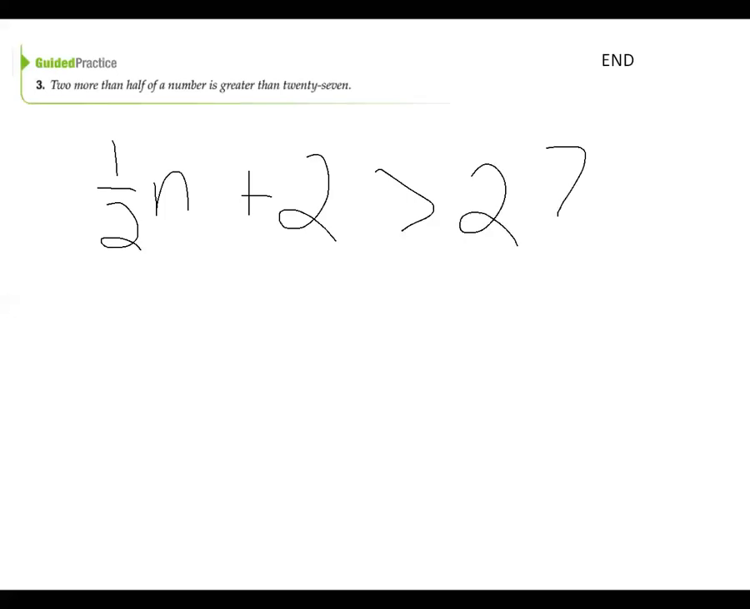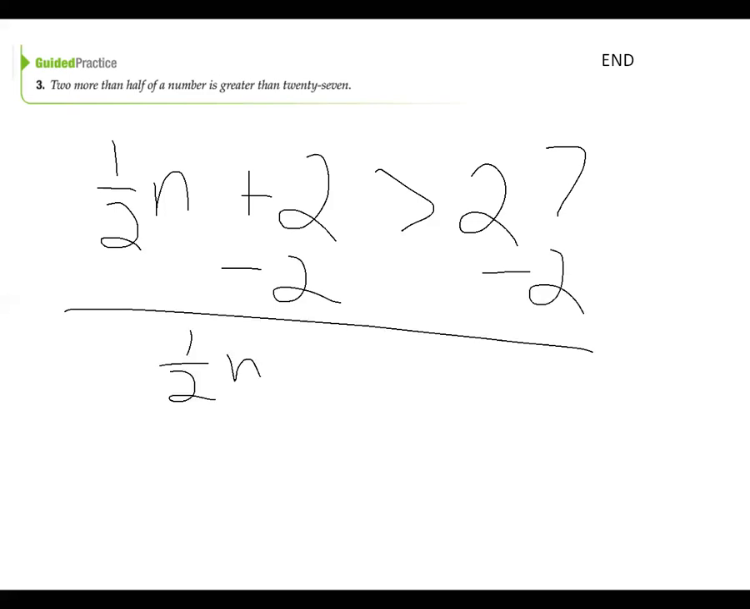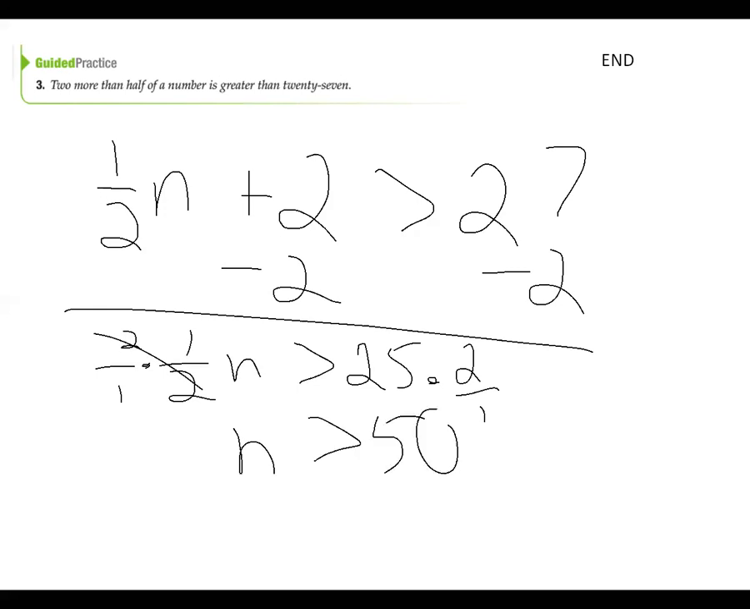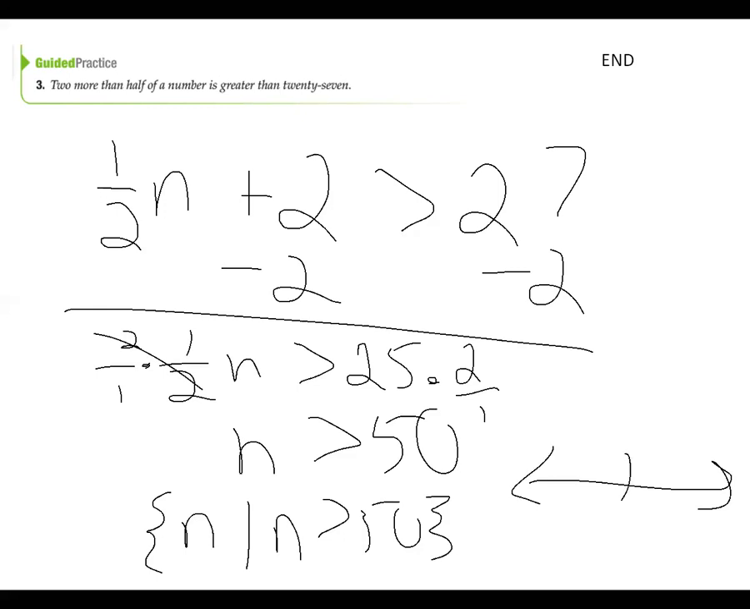Okay, that's the inequality. So subtract 2. You get 1/2 n is greater than 25. Multiply both sides by 2 over 1. And I get n is greater than 50. So it would be the set of all n such that n is greater than 50. If you graphed it, 50, open circle, n is greater than 50. Notice I did not reverse the inequality symbol because I did not multiply or divide by a negative.